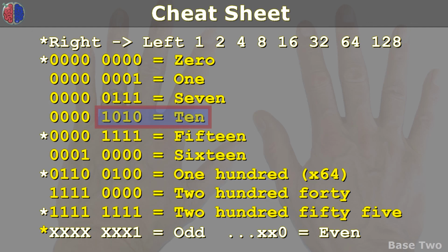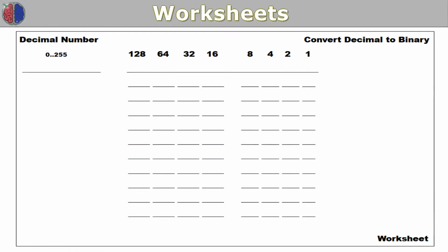If a binary number ends in a 1, it's an odd number. It just has to be. If it ends in a 0, it's an even number. Next, we'll do some worksheets and work through converting decimal numbers to unsigned binary numbers.